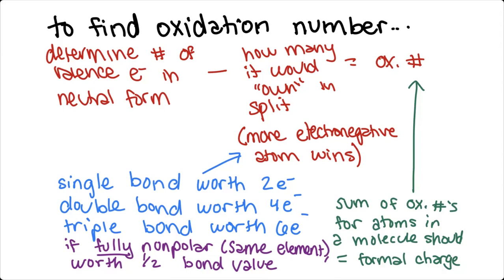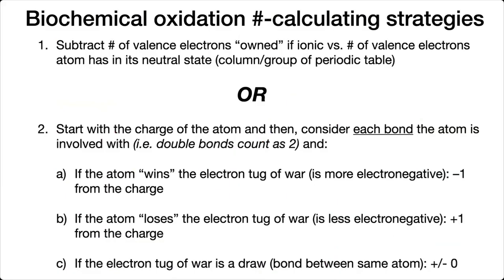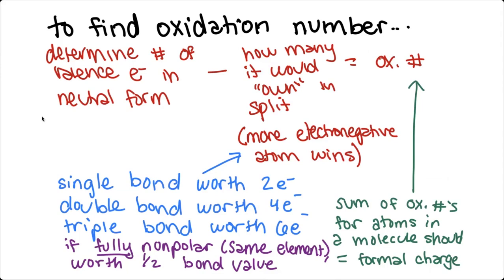And so this will get us to a second type of strategy that I'll show you later, where we can think about each of the interactions and whether it's gaining or losing, compared to what it was before. But in this first strategy, you're just taking how many it would have if you were to split all of those up, subtracting that number from the number of valence electrons, and you will get your oxidation number.